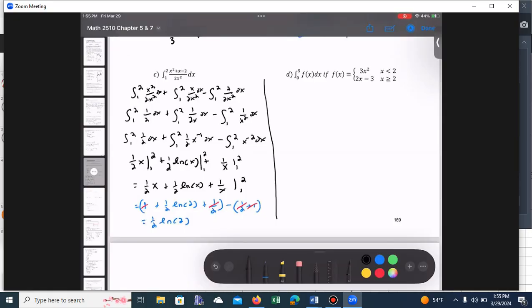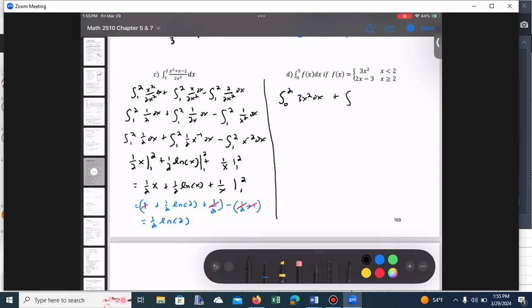This is a piecewise function. So we have to break this integral up based on the domain, where x is less than 2 and where x is greater than or equal to 2. So break this into 2 integrals. First one is going to be from 0 to 2, and when we're from 0 to 2, we're looking at 3x squared dx.